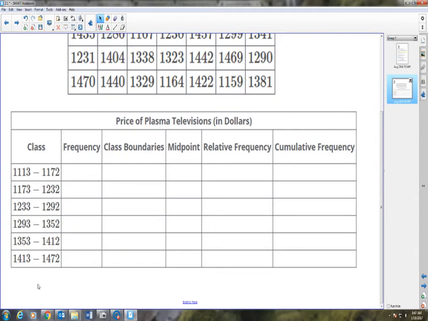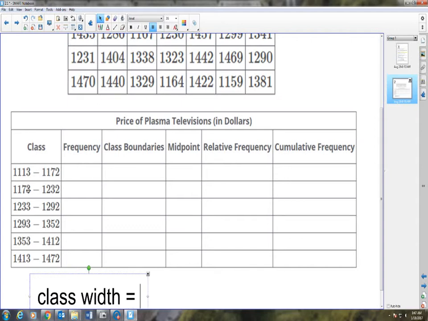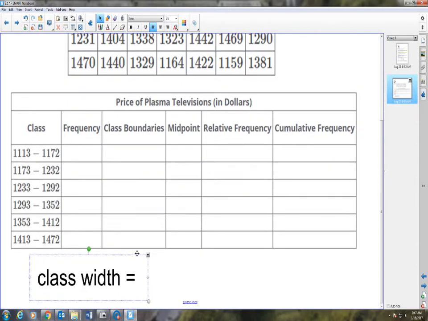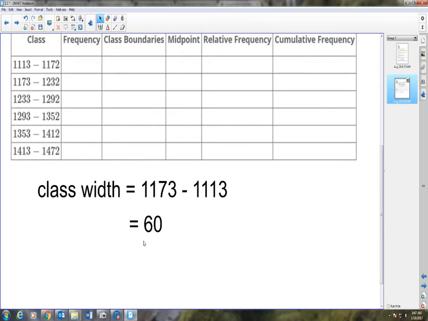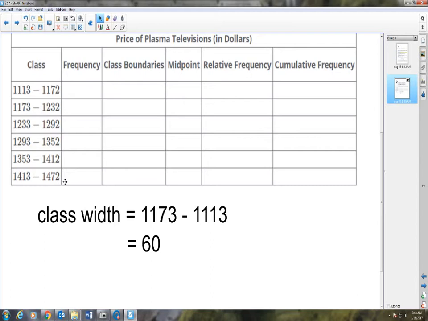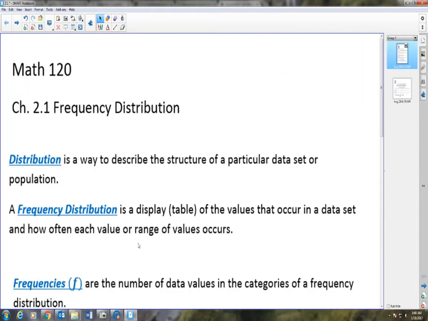So real quick, what is my class width for this problem? I'm just going to pick the first two lower class limits. I'm going to take my 1173 minus my 1113. So that will tell me my class width will be about 60, I believe. So the width is 60, and the width is the same for every class. Alright, let's go back.